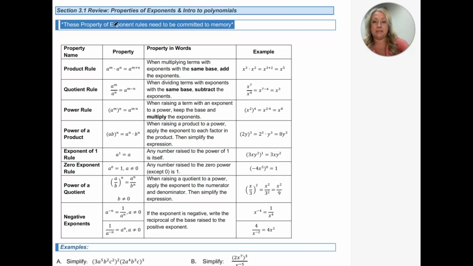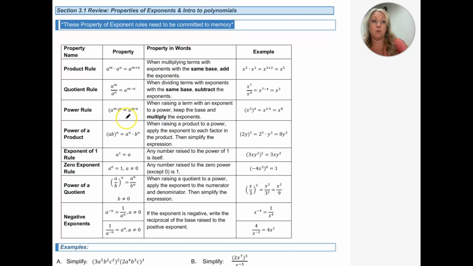Okay, so looking over some of these properties of exponents. So the product rule is when we have terms with exponents that have the same base, then we're going to add those exponents together. All right, so those bases need to be the same, connected by multiply, then we'll add those together. Similarly, down here with division, so the quotient rule, when we're dividing terms with exponents that again have the same base, we're going to subtract the exponents. Now notice that it is the top exponent minus the bottom exponent.